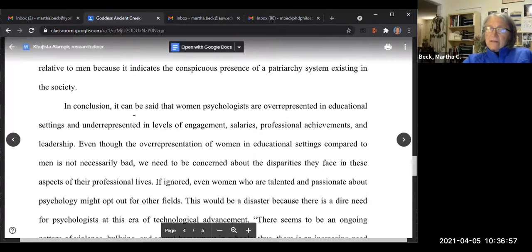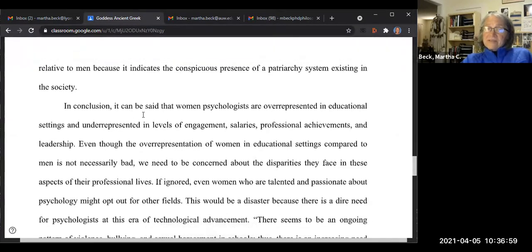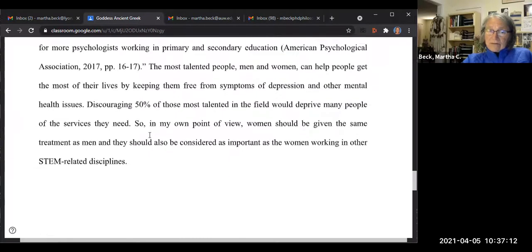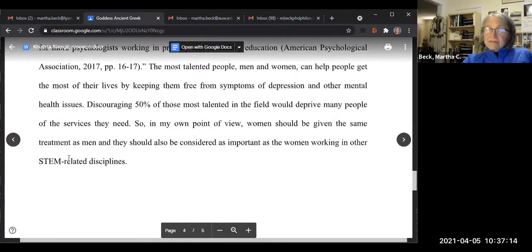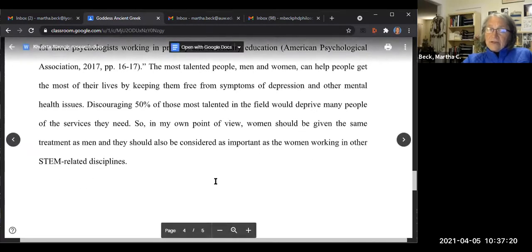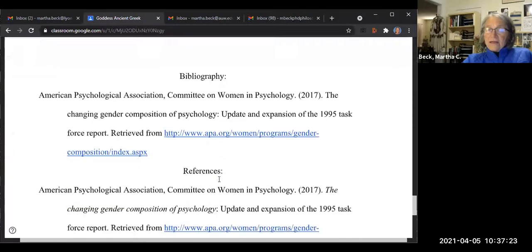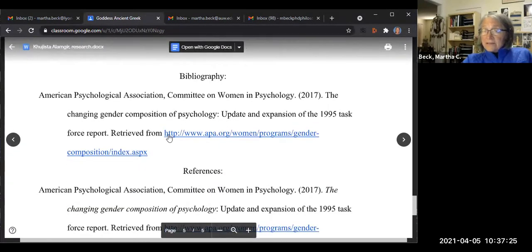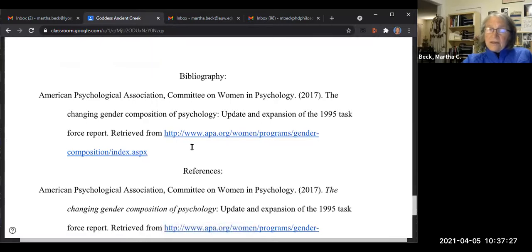You could have the first sentence be, there's a great need for good women psychologists as well as good men psychologists. But the fact that women, blah, blah, blah. So women should be given the same treatment as men, should also be considered as important as the women working in other fields. And here she has, I want you to have at least three sources.